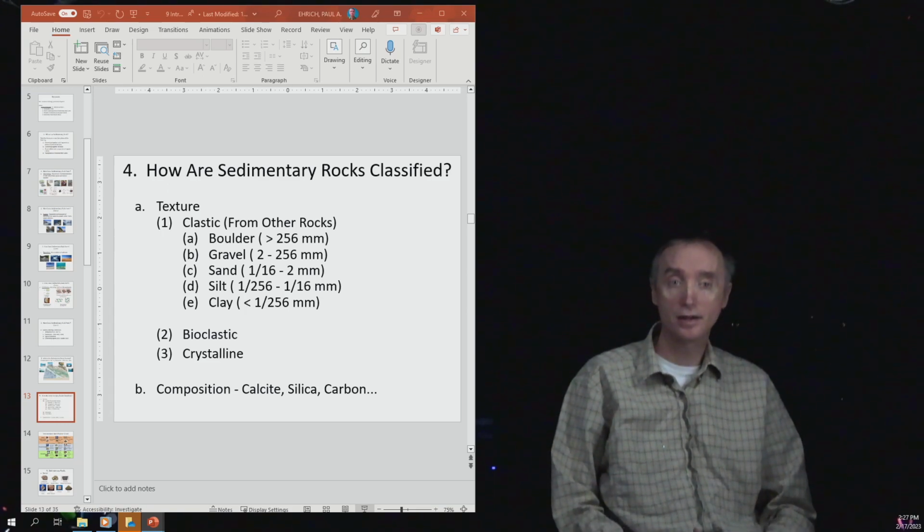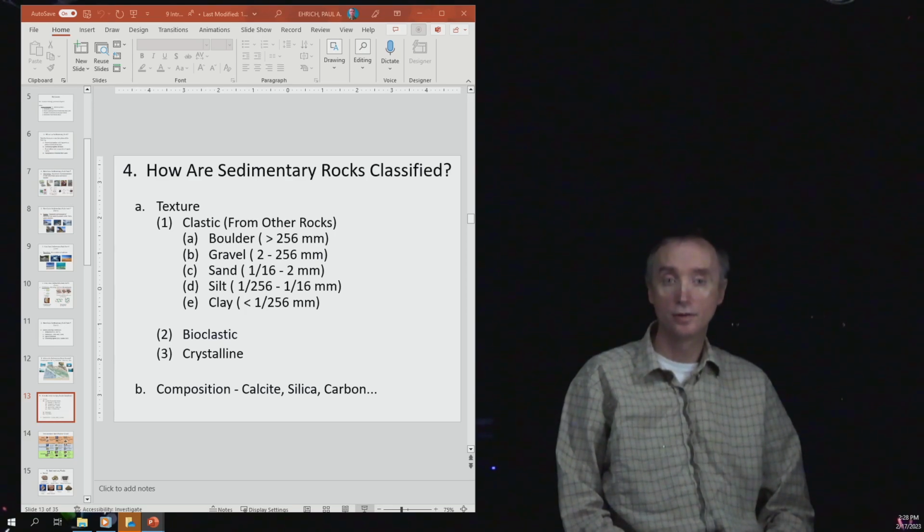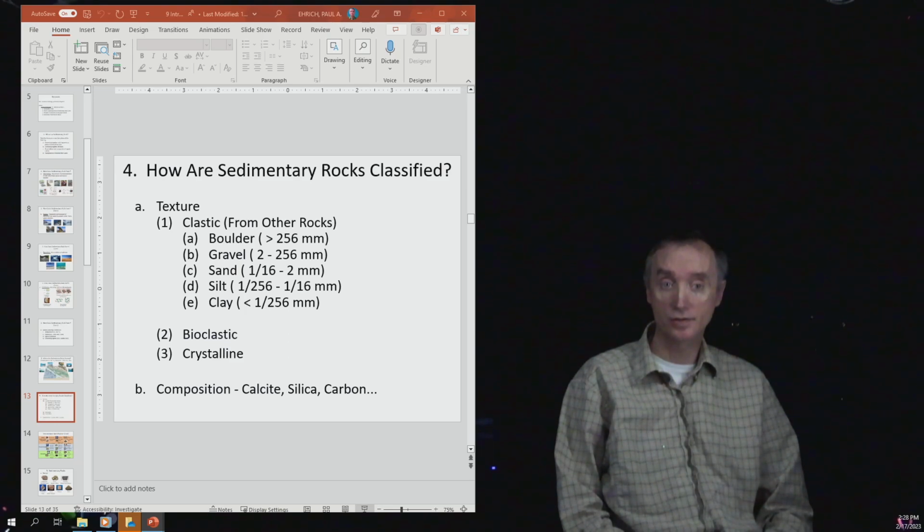Then the second major way of classifying sedimentary rocks is going to be based on what they are made of. We're going to find that there are some sedimentary rocks that are made of the mineral calcite. There are some that are made of silica; sand-sized quartz grains, for example, make up sandstone. And then you could also have things like gypsum and carbon. All of these are different compositions that will determine the identity of the sedimentary rock.